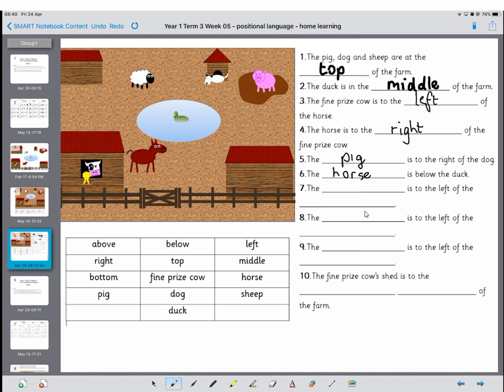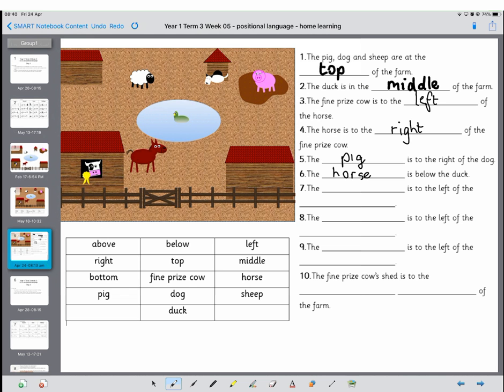The something is to the left of the something. Now that's where it gets a bit more complicated, and grown-ups, for the most part, you'll have to decide what's right for there. And for the next three, that's the case as well. Because you could have, for example, the sheep is to the left of the dog, but you could also have the dog is to the left of the pig. You could have the prize cow to the left of the horse. You could have the horse to the left of the duck. You could have the horse to the left of the pig, etc. So those are some of the permutations.